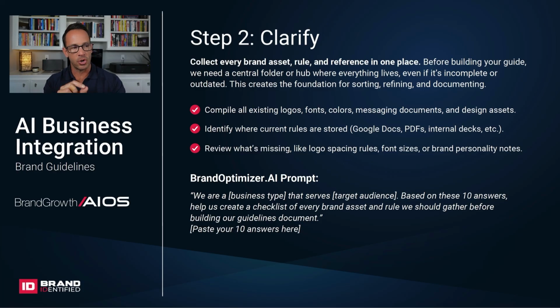So I want to make sure that you're adding this prompt and all upcoming prompts into BrandOptimizer.ai, not just regular ChatGPT. So for example, this prompt here is: we are a, and you're going to input your business type there, that serves, and input your target audience. And then based on these 10 answers, help us create a checklist of every brand asset and rule that we should gather before building our guidelines document.